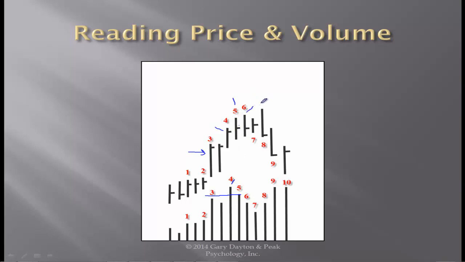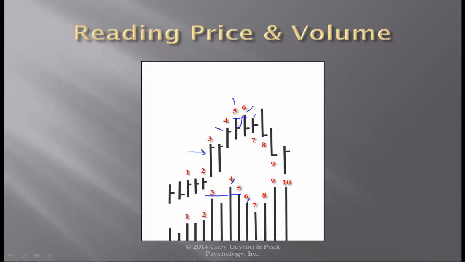Bar 6 is the same thing. Buyers try to push it up above the high of bar 5, but they fail and they come back down again. Volume is still pretty good. It's starting to decline now, and in this instance it would indicate that there's probably less demand up here, and sellers are starting to fill themselves up.